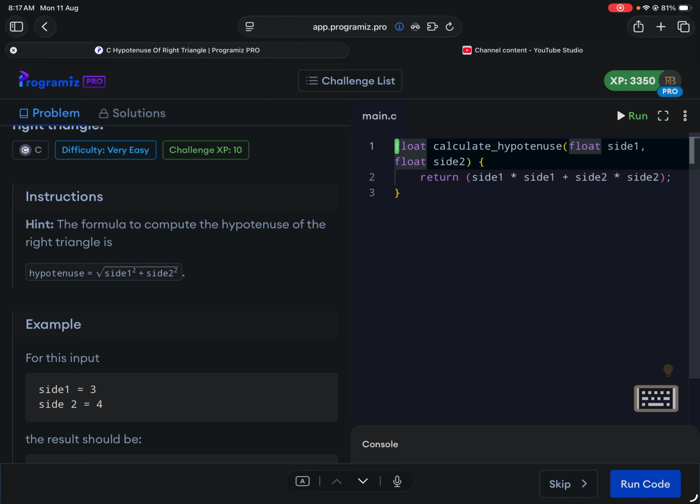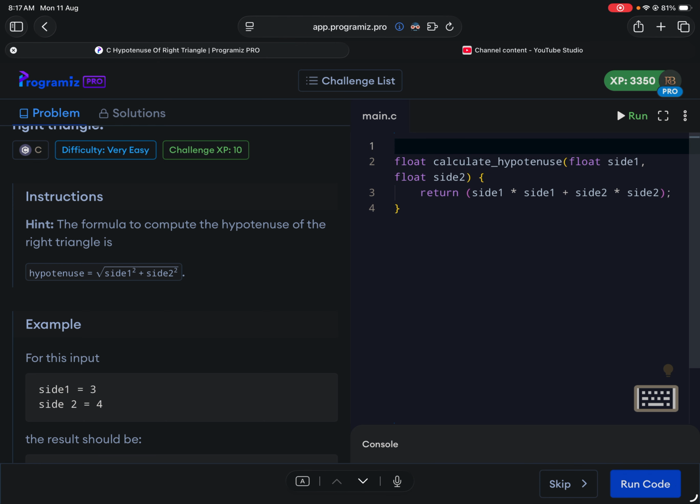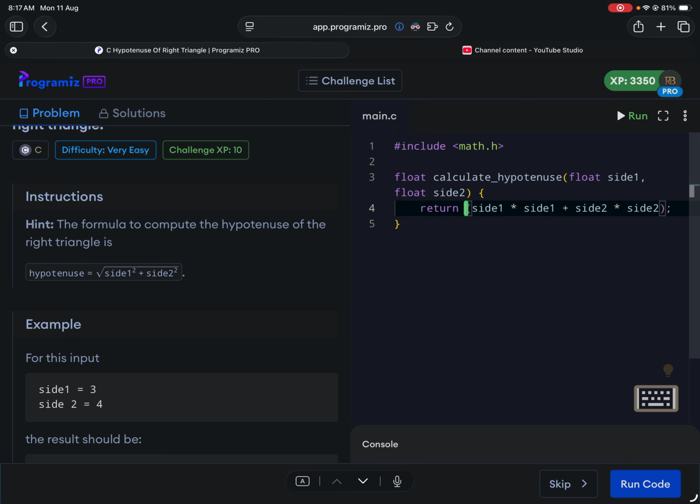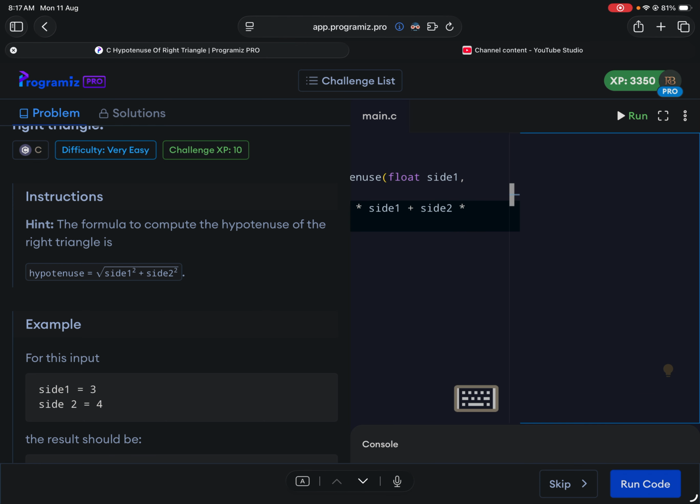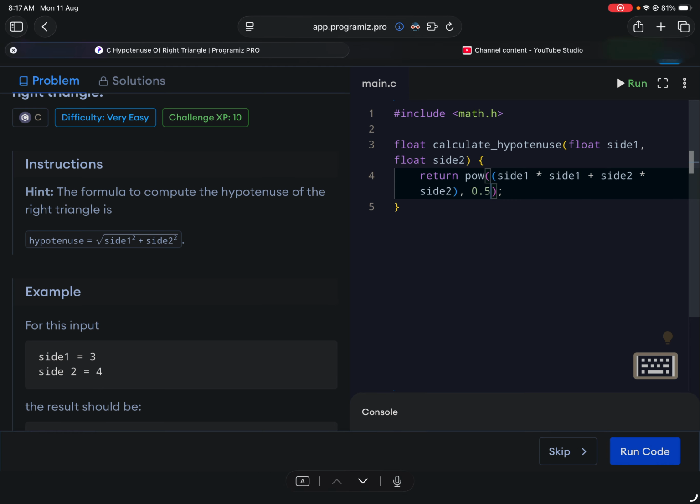Right, to do that we might have to use math only. That's the only solution to this, I guess. Right, so we can simply use power and then basically the same thing, and that should be 0.5, I guess, right? Let's run the code.